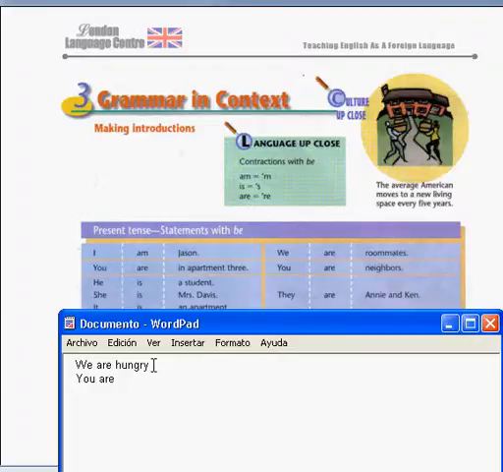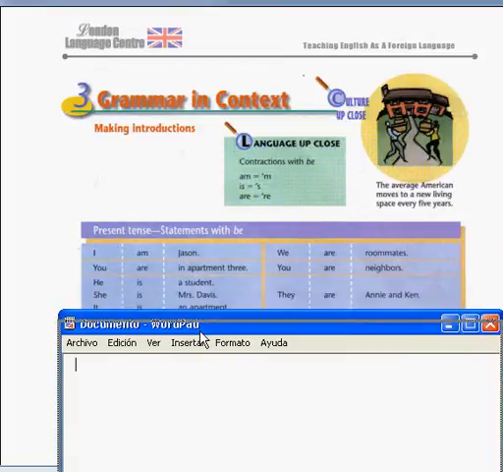You are hungry. Similarly, with you being your pronoun and hungry being your adjective, and they are hungry.